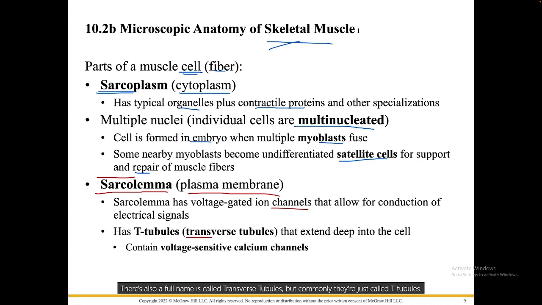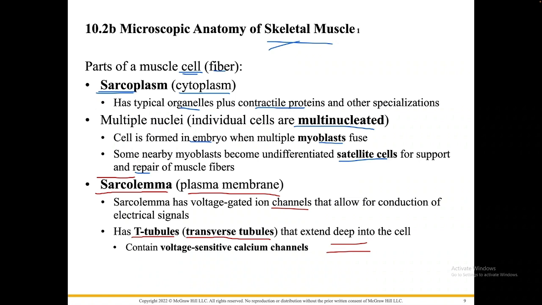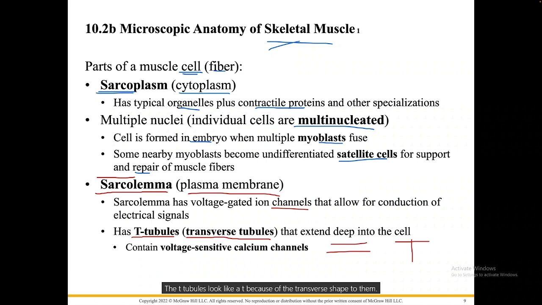There's also something whose full name is transverse tubules, but commonly they're just called T-tubules. And this is so cool, because transverse, like there are two parallel lines and there are two transverse lines. The T-tubules look like a T, because of the transverse shape to them. And again, we're going to see calcium is so important. When these get special electrical charges, they let calcium come in so the muscle can do some work.